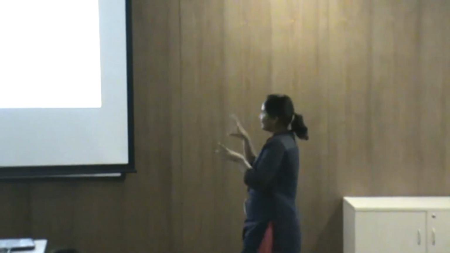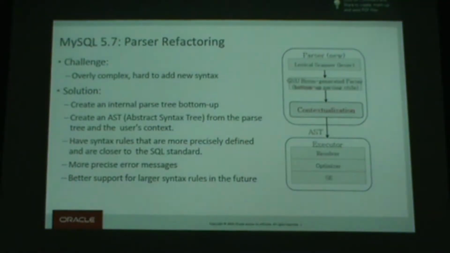So all these things are clear now with the current parser. You can see that there is a clear distinction between the parse tree and then the contextualization which is happening in the second stage, and this results in an abstract syntax tree (AST), which is going to be used by the executor. So there is a clear-cut distinction between the parsing stage and the optimization stage.